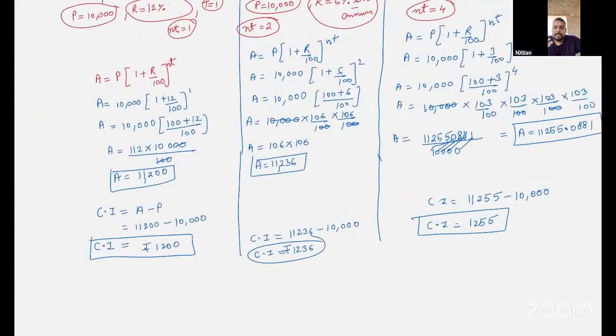Now, if I calculate monthly, then even though the rate percent is only one, you will still pay more because the interest is being compounded more often.